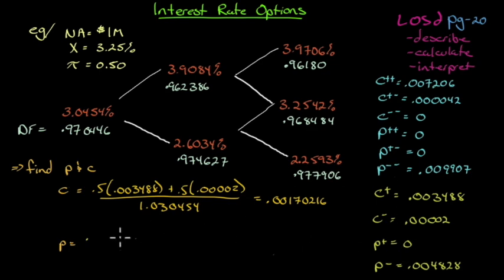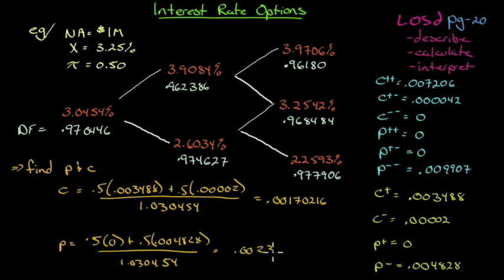And our P is going to be our P plus. Do we have a P plus? It's 0.5 times 0 plus 0.5 times 0.004828 over the rate at that node, 1.030454, and that'll give us 0.00234266. That's it. It's fairly straightforward.